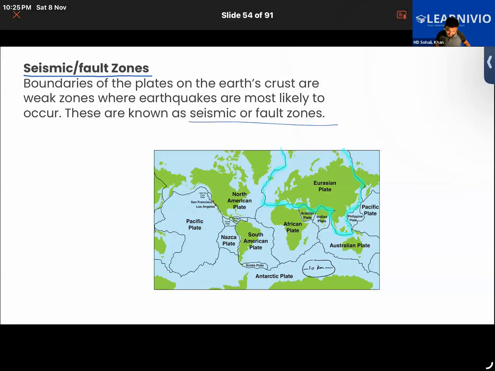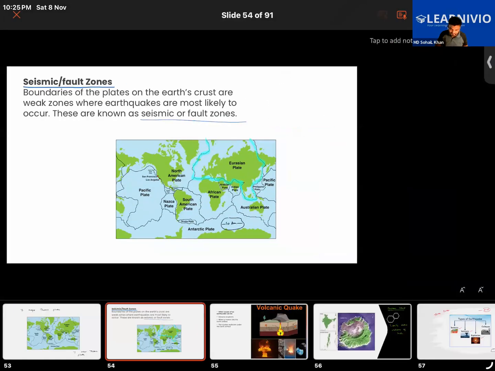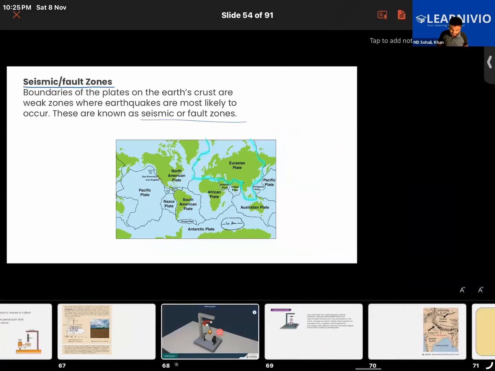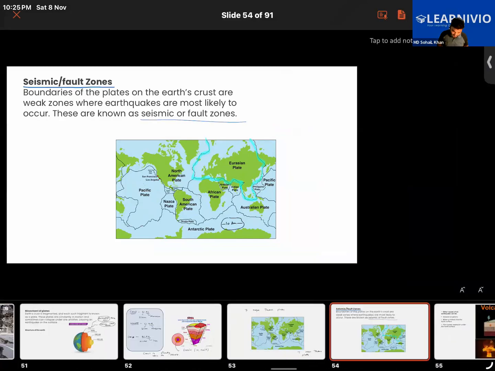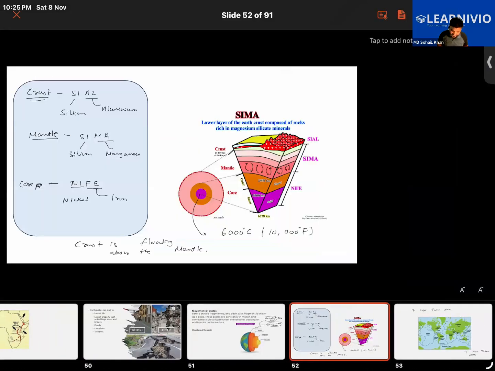Okay, see. So what I'm trying to say here to everyone, these were the major tectonic plates. And the boundaries of these tectonic plates simply were called seismic or fault zones. So that is what the question is asking. What are the boundaries of the Earth's plate called as? Clear, Abu Bakr? Well, the mantle here is the second layer of the Earth, as you guys can see over here, right?